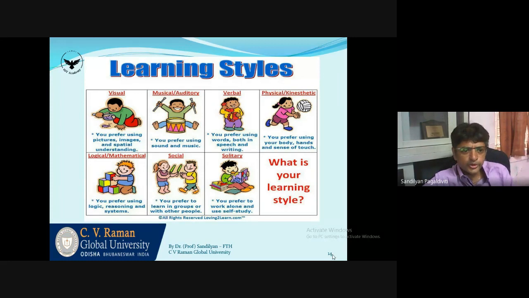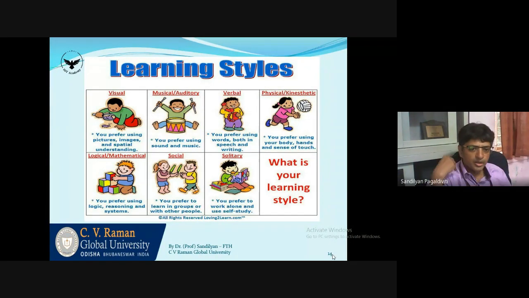You see, if you are a visual learner, you prefer using pictures, images, and spatial understanding. If you are a musical or auditory learner, you prefer using sound and music. If someone reads to you, you understand better. Listening to a video, you learn better. A verbal learner uses both words and writing. A kinesthetic learner moves about. They use their sense of touch, sight, hands, everything. So they prefer learning by doing.